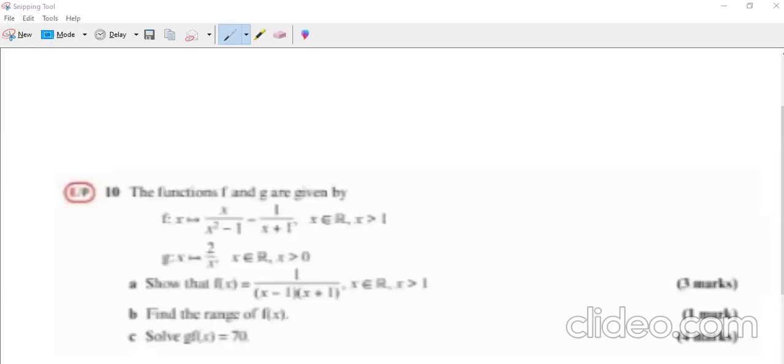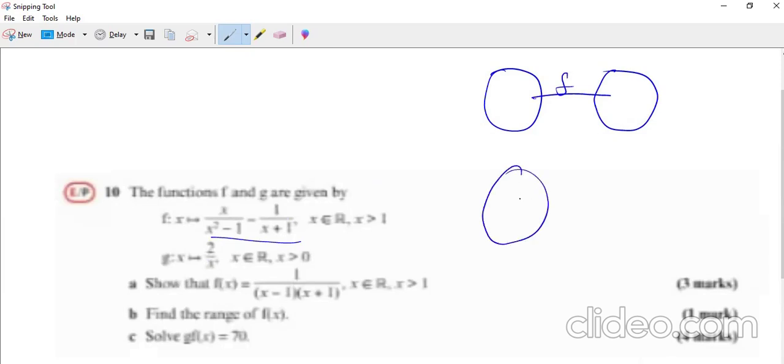There are two functions, and one maps x² to this f, and the other maps x² to 2 by x. So it follows this and this follows this. First he says show that f(x) is this.